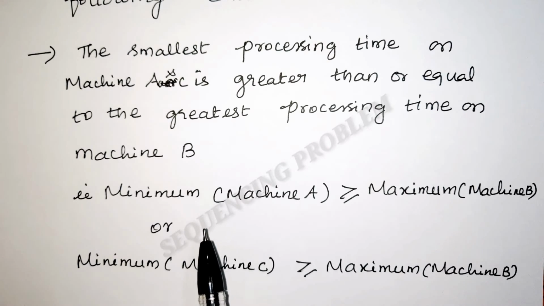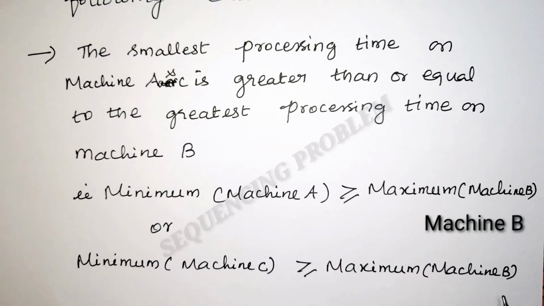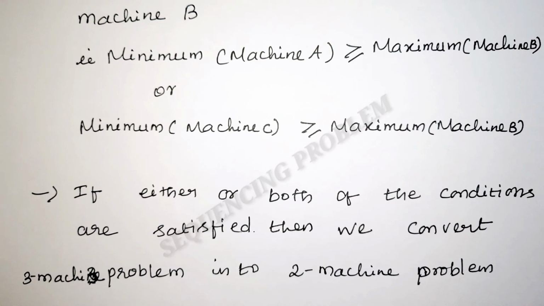Select the minimum value from machine A and machine C and select the maximum value from machine B. The condition is minimum of machine A greater than or equal to maximum of machine B, or minimum of machine C greater than or equal to maximum of machine B. If either or both the conditions are satisfied, we can convert the 3 machine problem into a 2 machine problem.